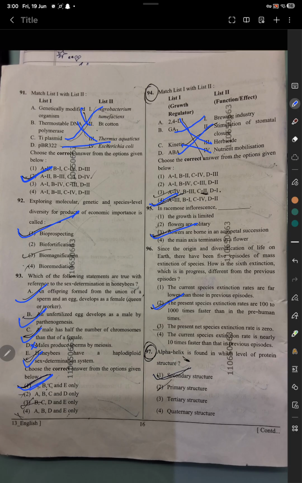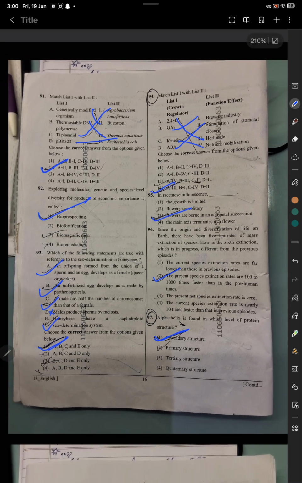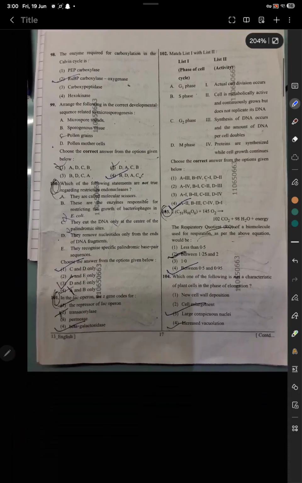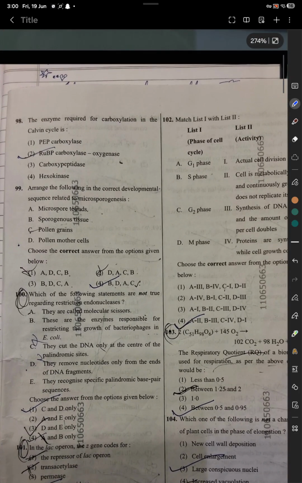Question number 97, alpha helix is found in which level of protein structure? So your answer is secondary structure. We'll move to the next question. Question number 98 is, the enzyme required for carboxylation in the Calvin cycle is RuBP carboxylase oxygenase. Then question number 99, arrange the following in the correct developmental sequence related to microsporogenesis.